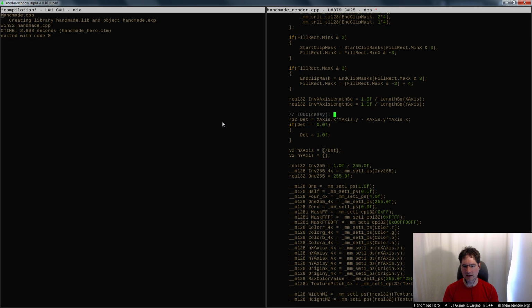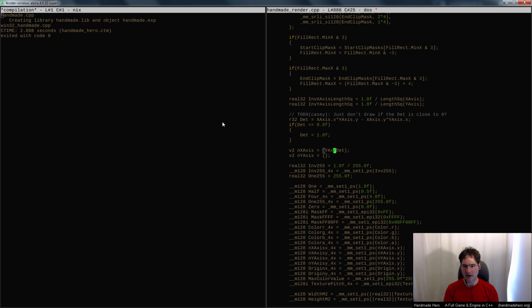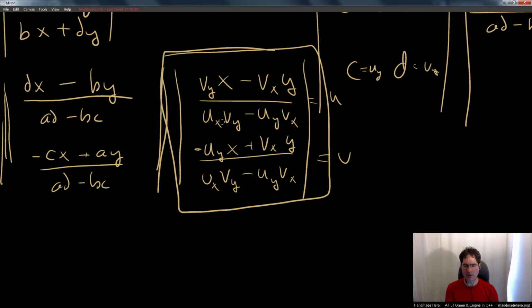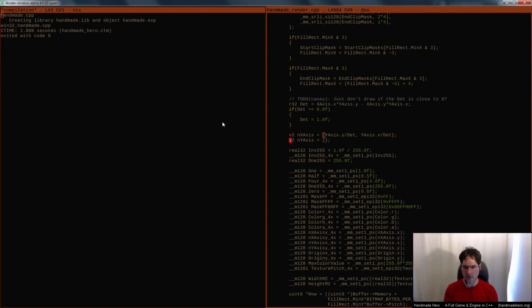Like, to be safe, just don't draw if the determinant is 0 or close to 0, because it means it would be such a thin thing that you probably wouldn't be able to see it anyway. But anyway, that's getting a little ahead of ourselves. All right, so that n-x axis, like I said, is vy, so that's the y-axis y component, over the determinant, obviously. And the other one is the y-axis x component over the determinant. And these, by the way, are not needed anymore.